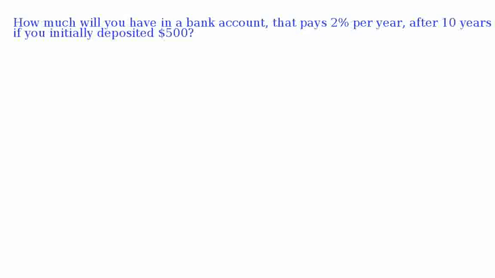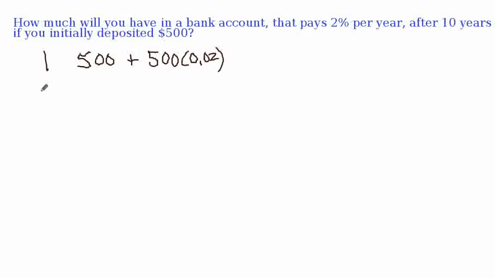Well, let's just use our common sense. So after 1 year, we're still going to have 500, so we're going to have 500 plus whatever 2% of 500 is. And I'm going to write it in this convoluted way just to try to point out a pattern shortly. So it'll be 500 plus 2% of that, which is 500 times 0.02, right?